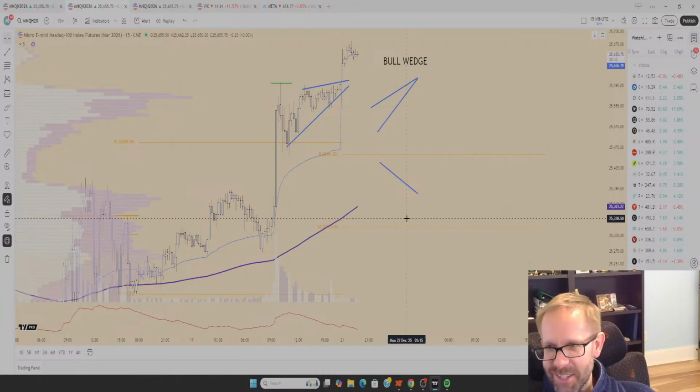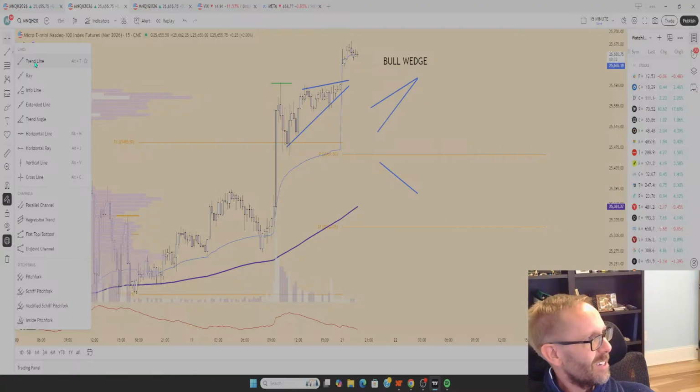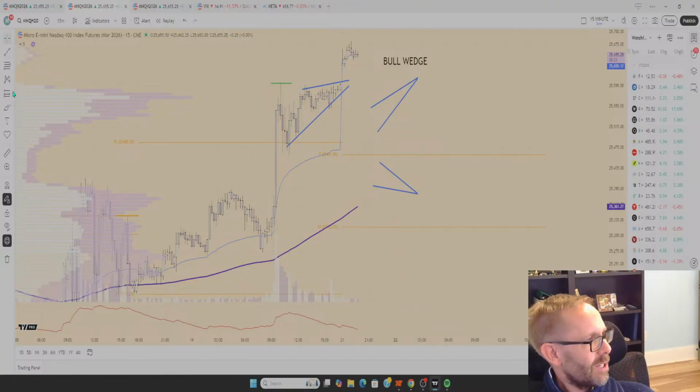We were just discussing wedges. I know, it's pretty sad. So what's the difference between a wedge and a flag? Well, let's finish talking about wedges first.